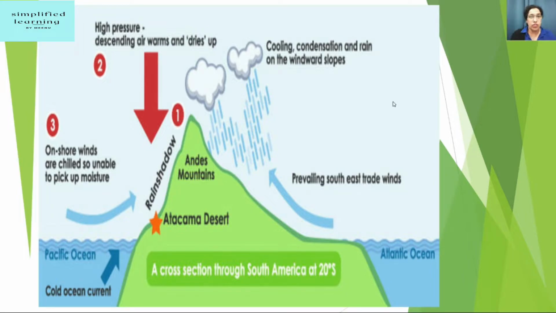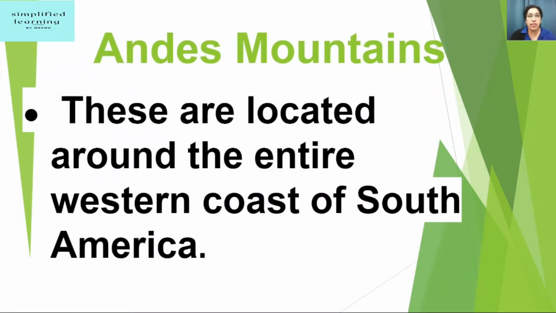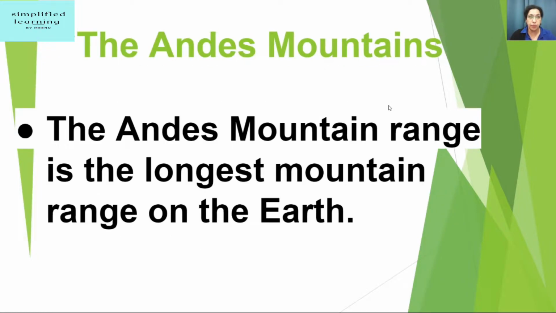Clear? Now let's talk about our next physical feature of South America, which is the Andes Mountains. Andes Mountains are located around the entire western coast of South America. The Andes mountain range is the longest mountain range on the earth. The Andes Mountains are long, high, young-fold mountains that run parallel to the Pacific coast in the western part of South America. They are not one mountain range, but several parallel ranges with basins and plateaus between them.